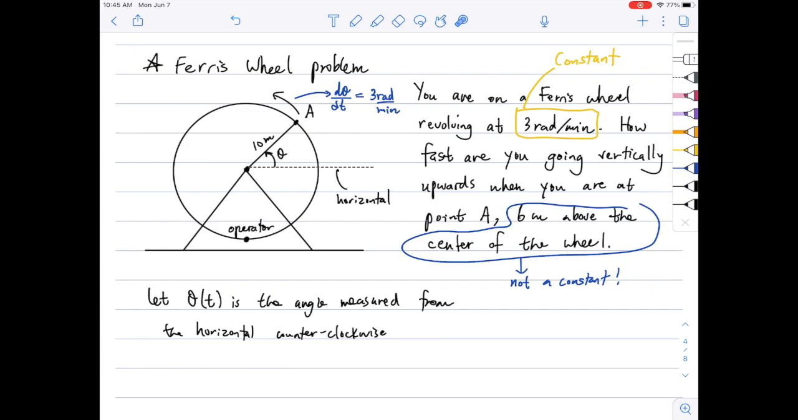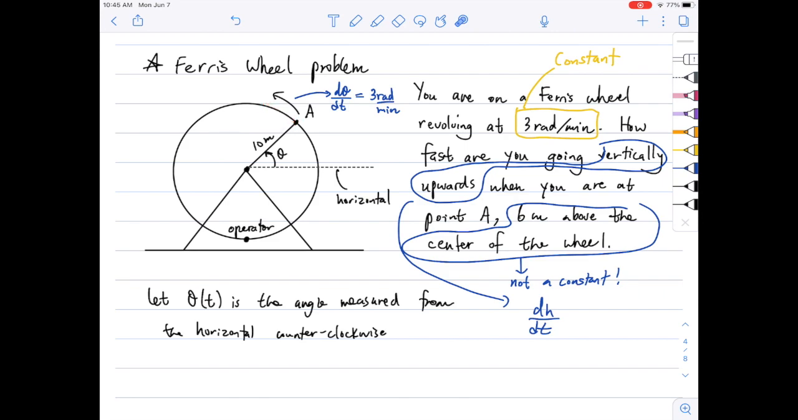Okay, now the next thing, we somehow need a notion of how fast we're going vertically upwards. So I'm going to call the vertically upwards part... we need some notion of a rate that represents vertically upwards. I'm going to call that dH by dt. Okay, so this here represents your angular rate. Okay, so this is the rate at which the angle is changing.